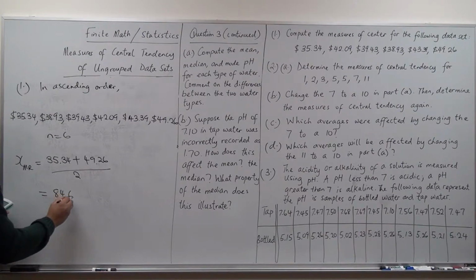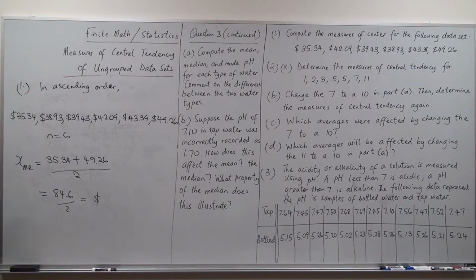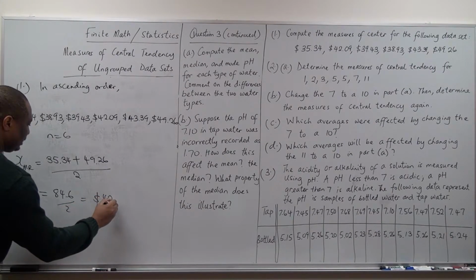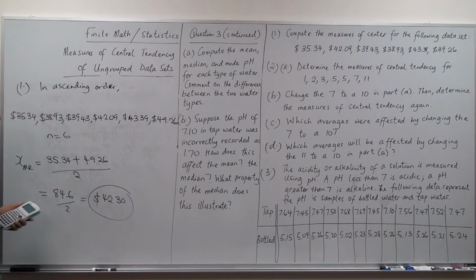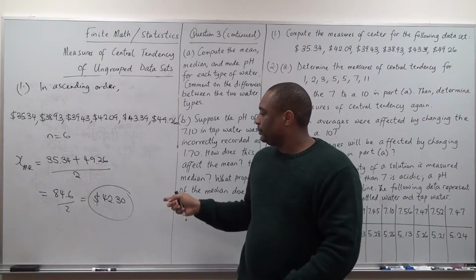84.6 divided by 2. And what dollars? How much dollars? Make sure you put the unit. $42.30 is the mid-range. So all of them tend towards the center. All of them tend towards the center. Okay?